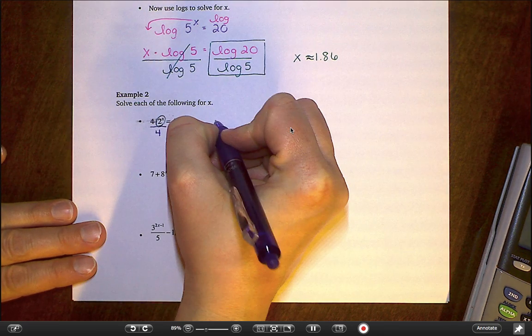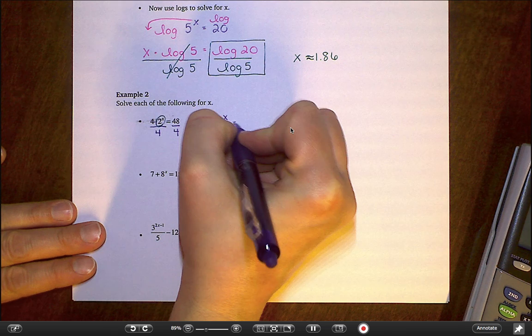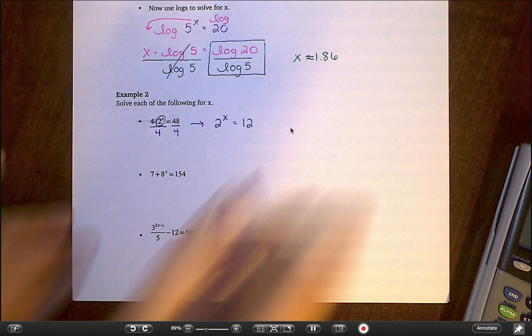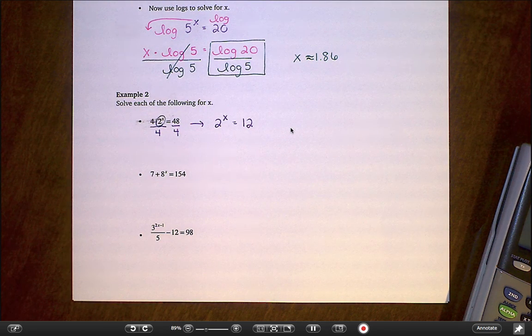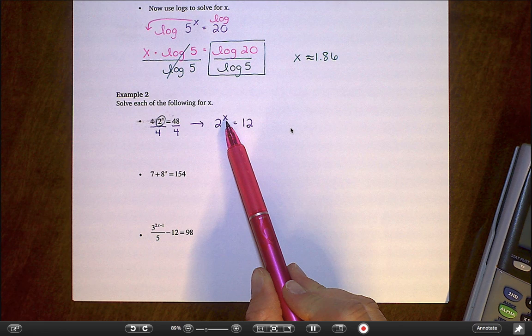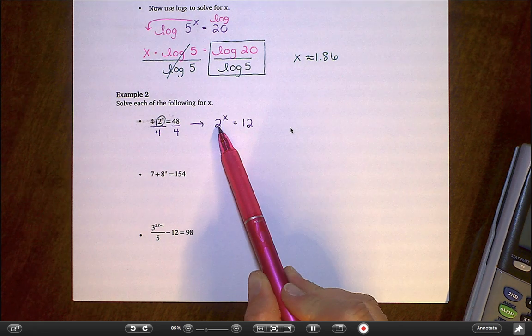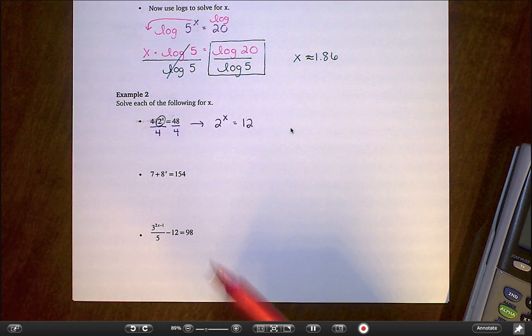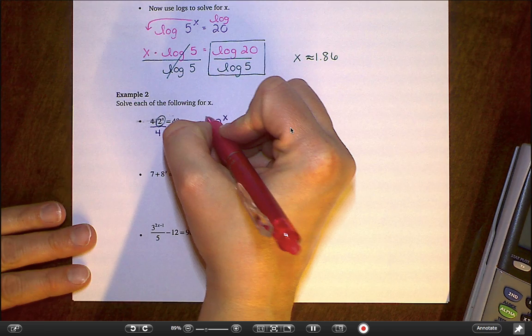I'm going to move over here. I get 2 to the power of x equals 12. Now, when I'm at this step right here, I usually like to try to estimate this in my head to get an idea of what I'm expecting my answer to be. Let's see, 2 to the 4th is 16, so that's a little too big. 2 to the 3rd is 8, so I know it's going to be somewhere between 3 and 4. So let's find out what it really is.